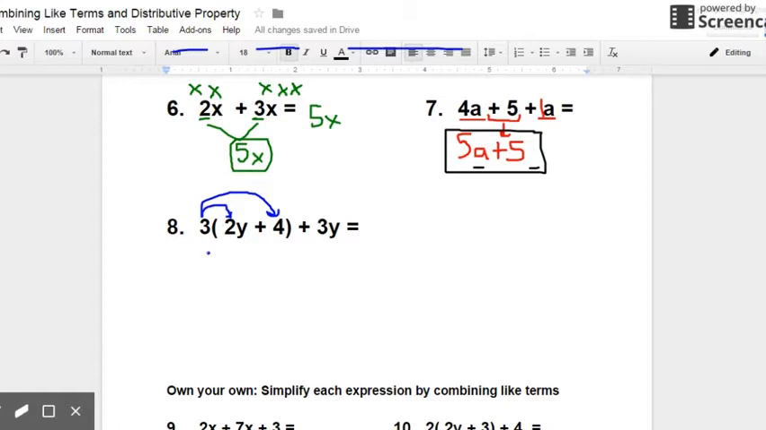So 3 times 2 is 6y, just like we did in the previous lesson. Plus, bring down the addition sign, 3 times 4 is 12. Now, once again, I didn't touch this over here, so like everything else, if you don't touch it, you just bring it straight down.